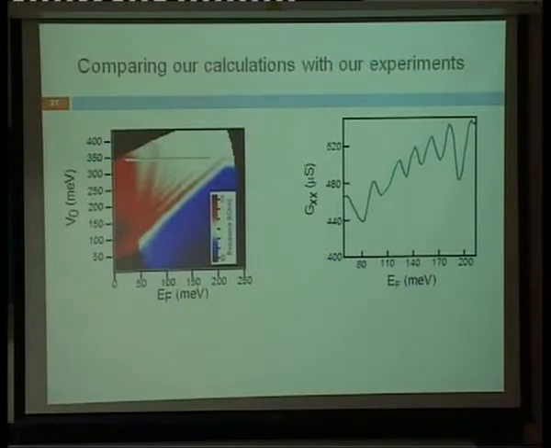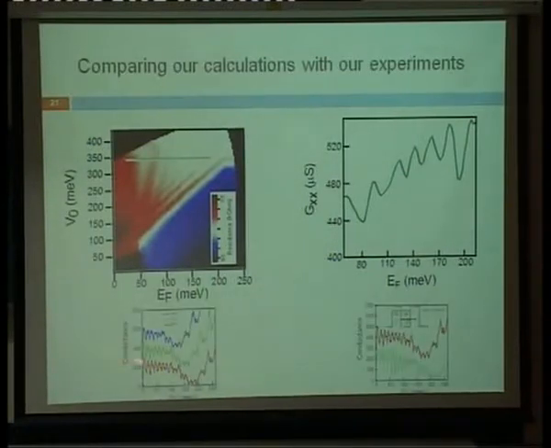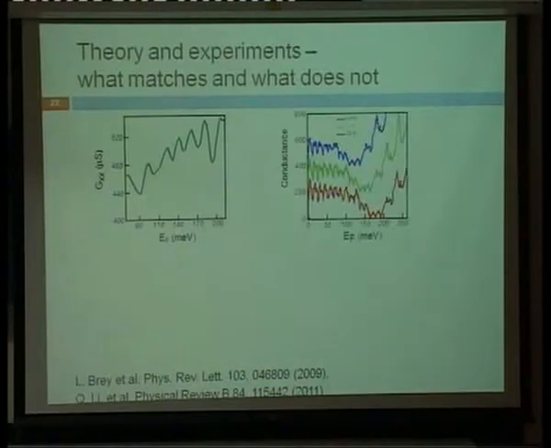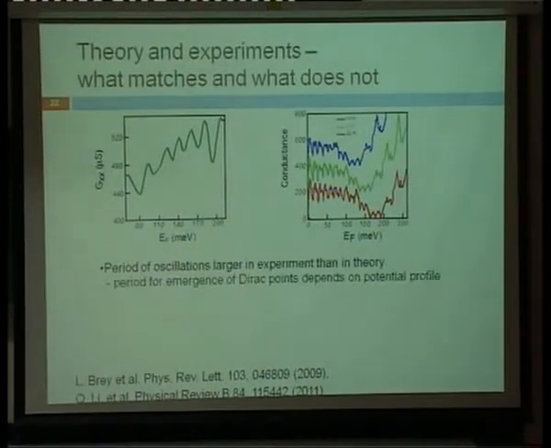And if we look at the calculations, the period here is smaller. Remember again, these are square potential barriers that we have used for the calculation. So the period in experiments turns out to be larger than what is predicted by theory. So it's time to put everything together and say what matches and what doesn't. Right off the bat, if I just compare the calculations, these things don't match. So we went back and looked at this in greater detail.